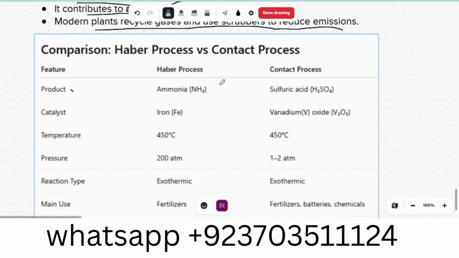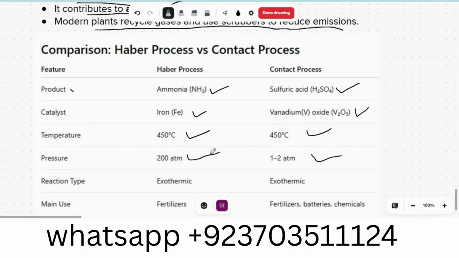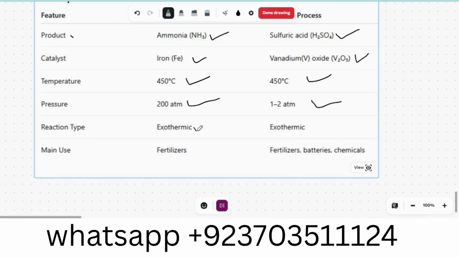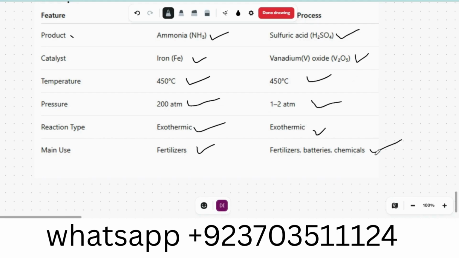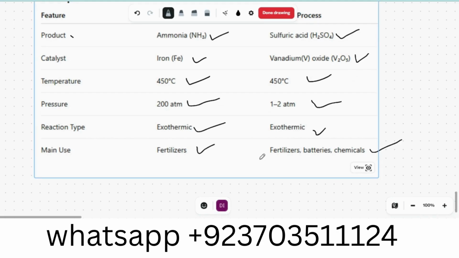Haber process. The product is ammonia, whereas the contact process product is sulfuric acid. The catalyst is iron here, versus vanadium oxide. The temperature is 450, the same for both. For the Haber process, pressure is 200 atm, whereas for the contact process it is 1 to 2. They are both exothermic, and the products are used for fertilizer, chemicals, batteries, or chemical reactions.